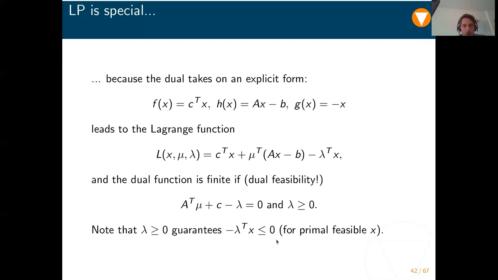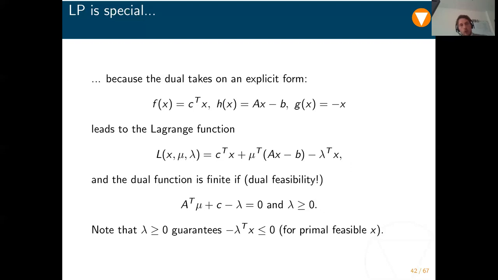A crucial point I would like you to note on this slide is this part of dual feasibility for linear programming, which says that this dual vector lambda, the one that corresponds to the non-negativity of your primal variable vector x, has to be non-negative. That makes sure that this term in the Lagrange function with the minus in front of it is actually negative, and that guarantees that you get lower bounds. So for any primal feasible x, you can check that this evaluates to something lower or equal than the primal objective value of that primal feasible x. This is precisely the reason why you have this part of the dual feasibility set.